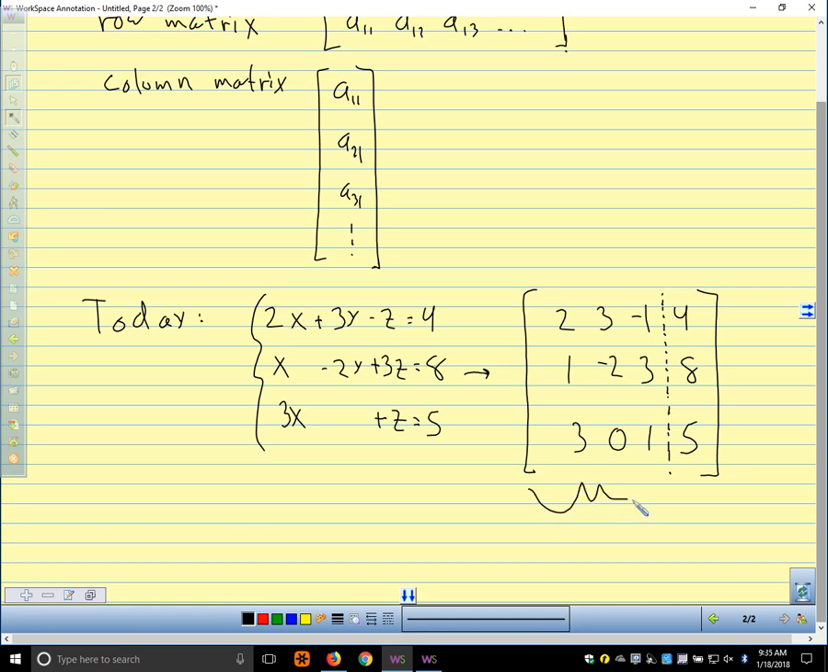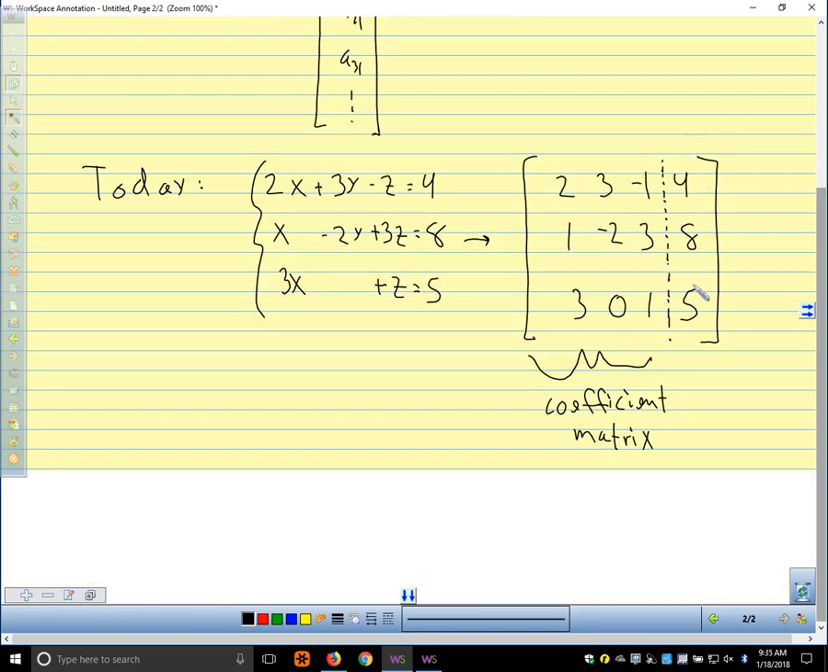This part of the matrix, if we just put brackets here, is called the coefficient matrix, because it's a matrix with the coefficients that are in front of our x's, y's, and z's. And the entire thing with the column of constants is called the augmented matrix. Augment means to add to, so we're adding the constants to the coefficient matrix. So your book will use these terms, coefficient matrix and augmented matrix. That's what they mean.